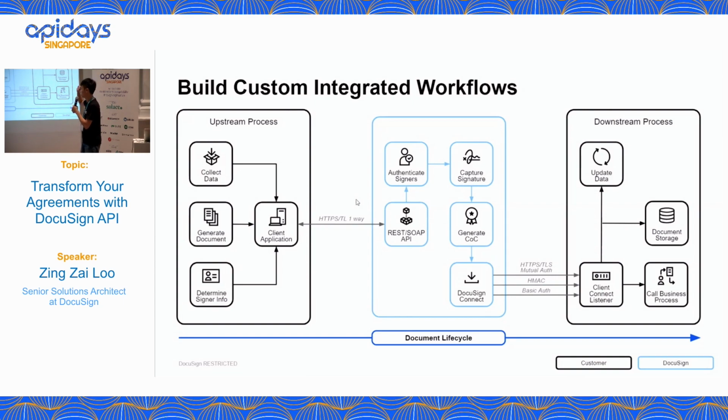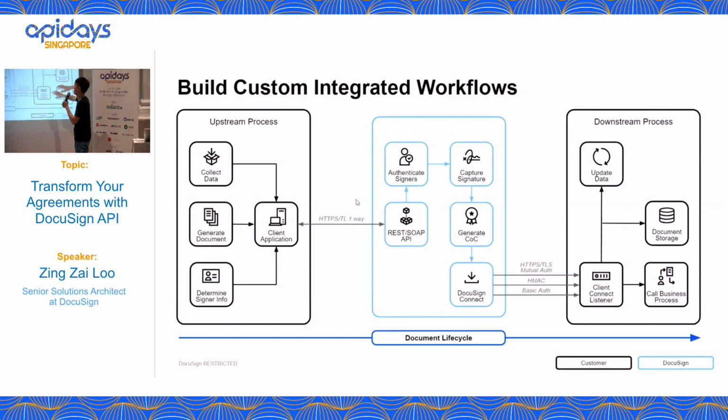Then we capture the signature, we generate the certificate of completion, we make use of DocuSign Connect, which is the event listener, which I spoke about. In DocuSign, we just call it DocuSign Connect. And then it will pretty much listen to any triggers or any events that's happening to the envelope. Right? Whenever it happens, okay, go and do something.